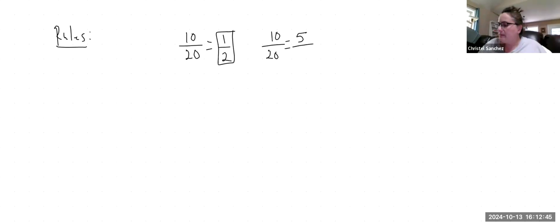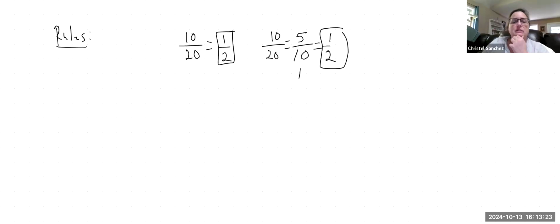All right, so what I was saying just now is that even if you can't figure out what the biggest number is that will go into both, you can always start small. So 2 goes into 10 five times, 2 goes into 20 ten times. Now I can reduce it again, right? 5 goes into 5 one time, 5 goes into 10 two. So even if you can't realize there's a bigger number that will go into both, you can always start with a smaller number. You may just have an extra step of reducing, but you'll still come up with the same answer.